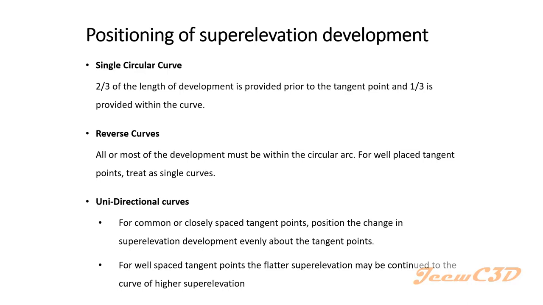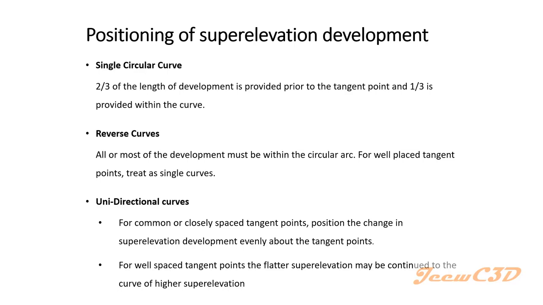Within this lesson we learned that we have single circular curves, reverse curves and unidirectional curves. I have to mention that unidirectional curves we have to avoid as much as possible, as they are not desirable for alignment design. If in any case you cannot avoid a unidirectional curve, you can use it, otherwise you have to avoid them as far as you can. So first we will look at how to position super elevation development length along a single circular curve.